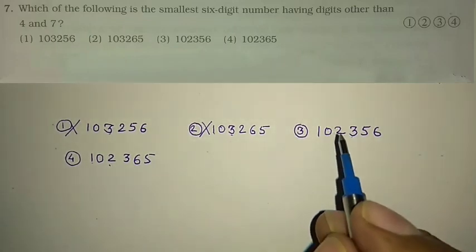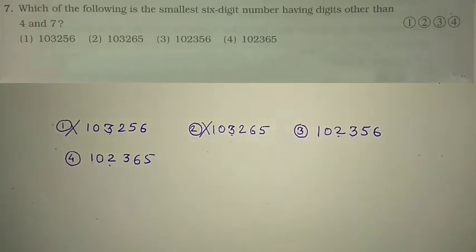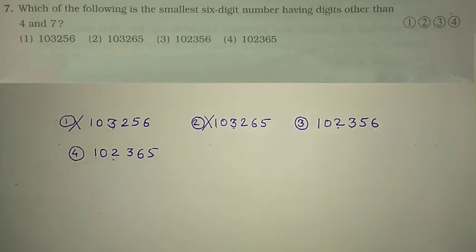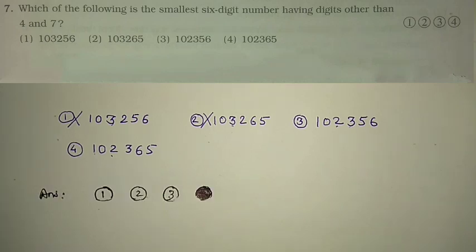If we divide 102356 by 4, it is divisible. And the fourth option, 102365, this number is not divisible by 4 as well as 7. So this is the right answer, 102365. If you see option number 4, it is 102365. So we have to write option number 4, and fill circle number 4 only.